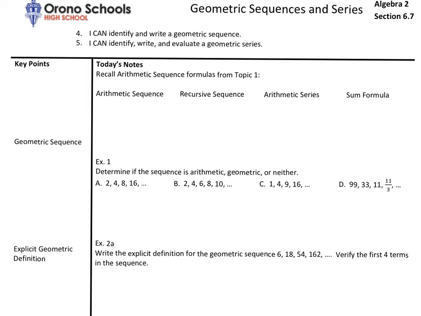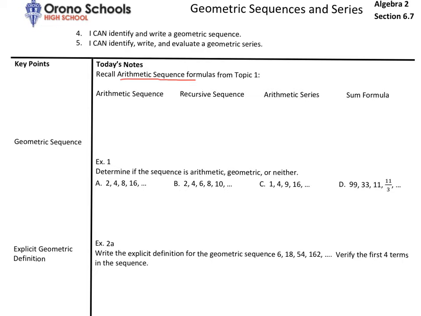Our final lesson in topic 6b has us using exponential functions as a means to describe sequences and series. We worked with arithmetic sequences back in topic 1. Today we'll focus on what's called geometric. We'll first recall some of the information from arithmetic sequences back in topic 1.